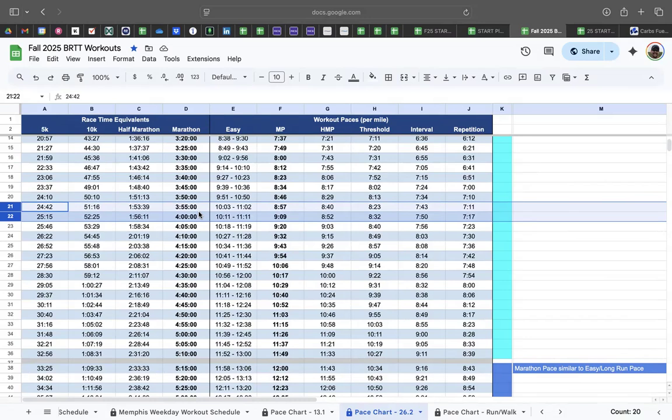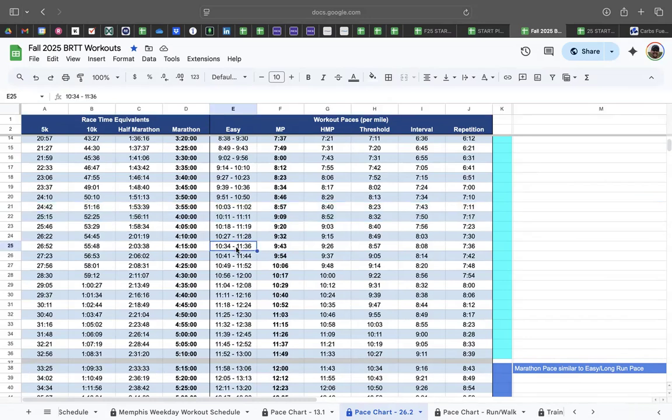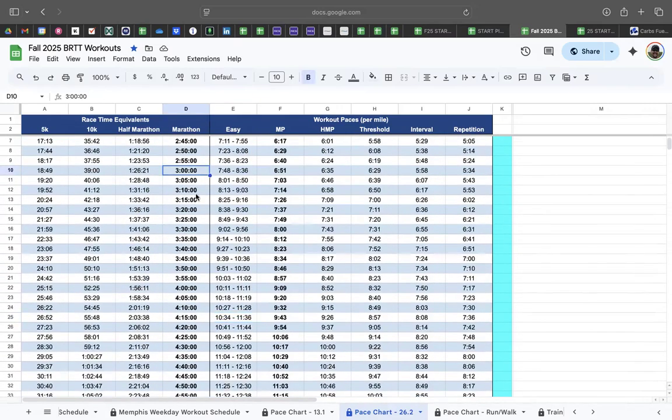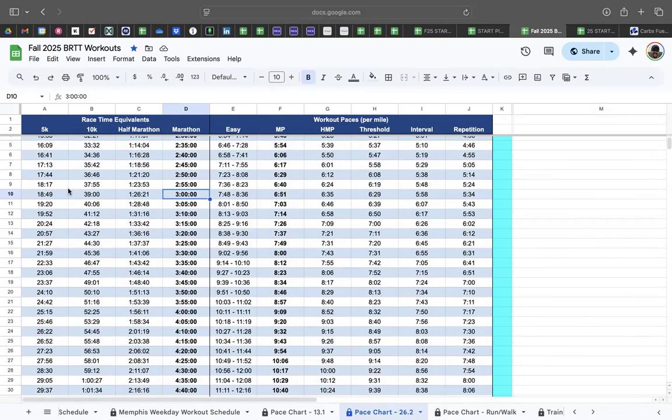The other way you can use this is to work backwards and say, you know, I'm really hoping to break 3 hours for the marathon. That's my goal. I want to qualify for Boston. I want to run sub 3. And then looking at these corresponding times and seeing if this in any way seems reasonable.